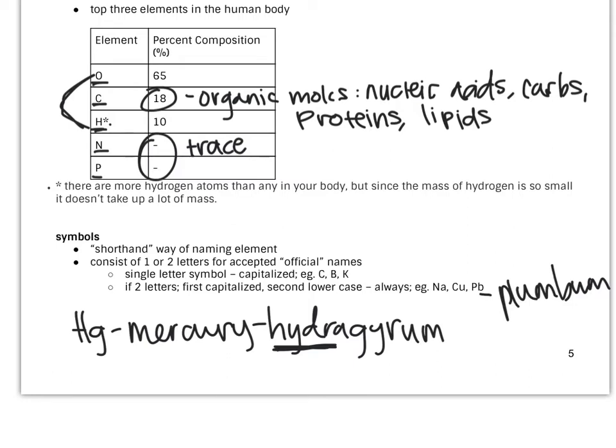So the symbols are a good way to shorten the name of the elements, and they're a good way to communicate with other scientists, because they're not all in English.